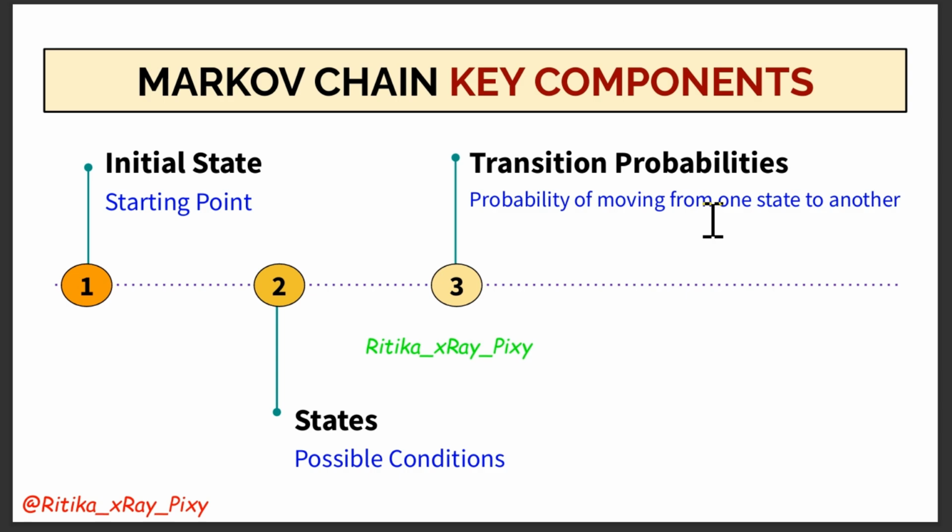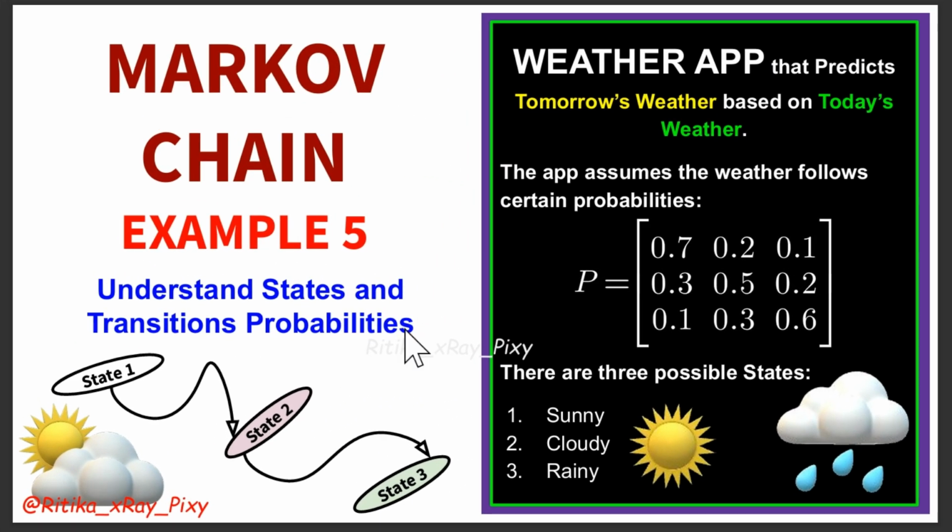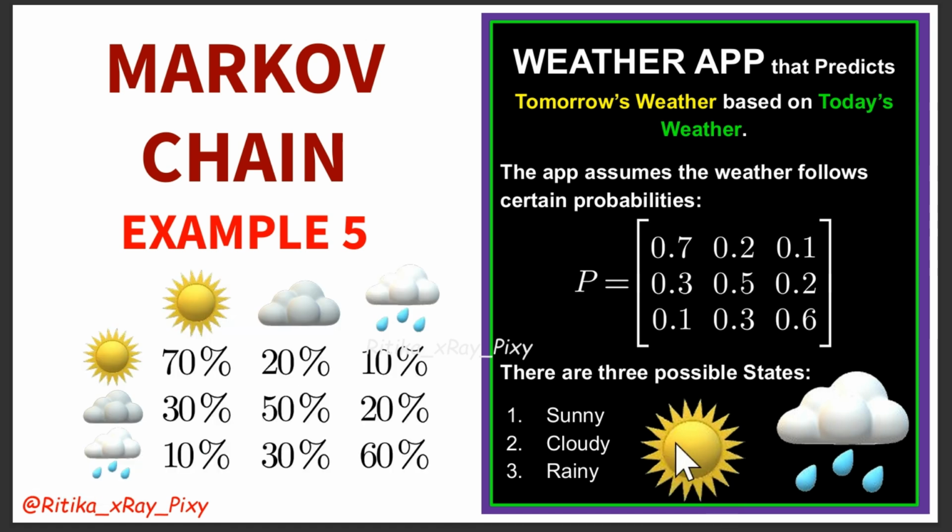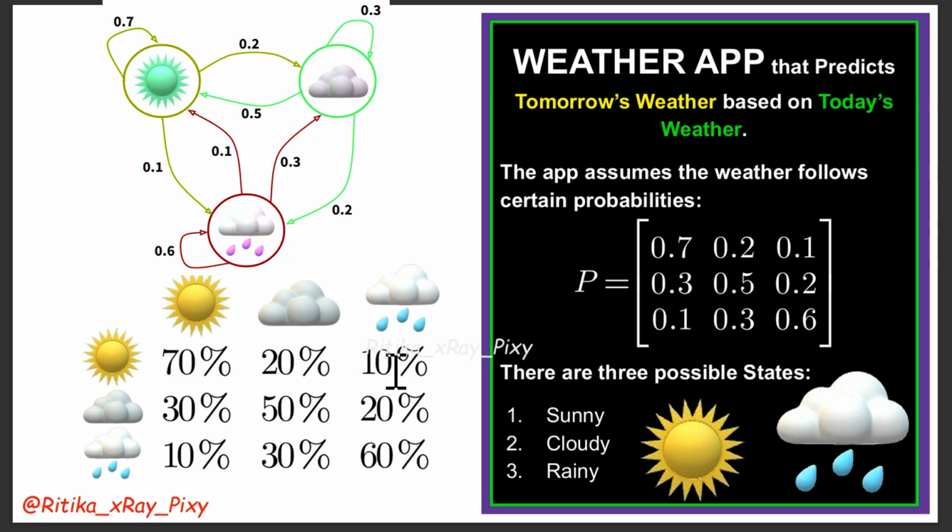Now we will take another example to understand states and transition probabilities. Imagine you have a weather app that predicts tomorrow's weather based on today's weather, and the app assumes the weather follows certain probabilities. In this example we have three possible states, that is sunny, cloudy, and rainy. Now, if today is sunny, the weather tomorrow has a 70% chance of staying sunny. You can see 0.7, this is a 70% chance of staying sunny. 0.2 means 20% chance of becoming cloudy. 0.1 means 10% chance of becoming rainy. Then you can see this information is summarized in the transition matrix.